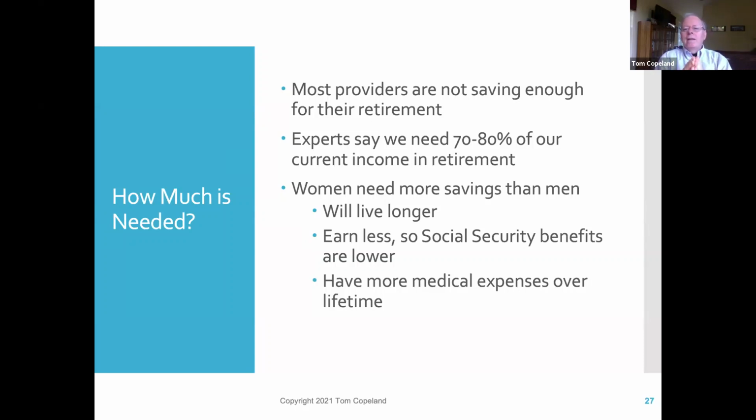Now, women need to save more money than men. Women live longer. My mother lived to be 96. Women tend to earn less over their life, and therefore their Social Security benefit in general is going to be less than men. Women tend to have more medical expenses because they live longer. So saving in an IRA that we're going to talk about is even more important for women.